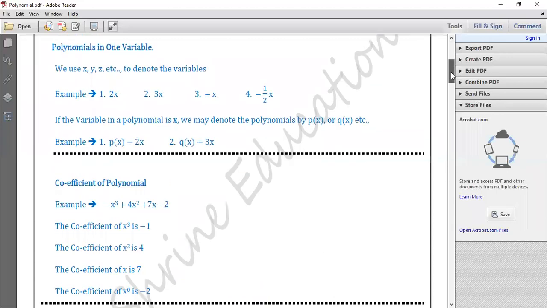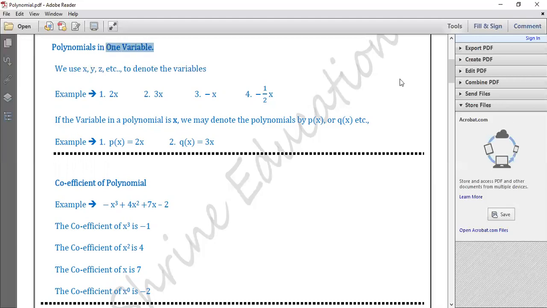Let's move on. The first topic, polynomial in one variable. What is meant by a variable? How do you denote a variable? A variable can be denoted by x, y, z, and so on. It can be any alphabetical letter, from A to Z, A or B or C or whatever. Mostly we use x, y, and z. I have noted here that it can be t or r, s, u, whatever. So the variable is denoted by alphabetical letters, which are x, y, or z, whatever.